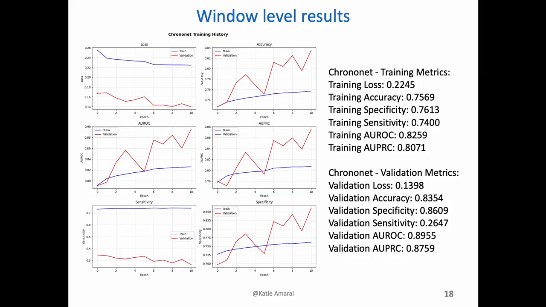The training sensitivity is high, but the validation sensitivity is much lower, indicating a gap in sensitivity. Additional research is required to identify the cause of this issue. In summary, most of the validation metrics look acceptable at the window level with the exception of sensitivity. Event level metrics will provide additional insight.